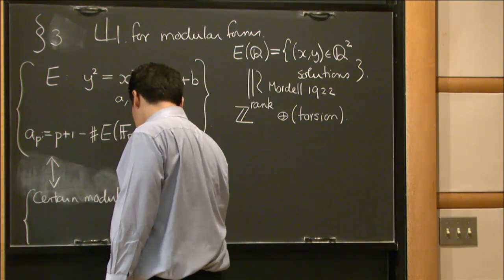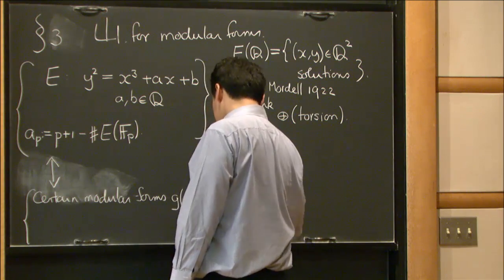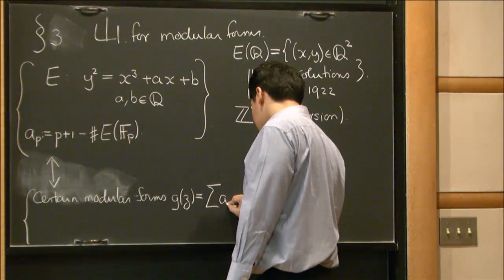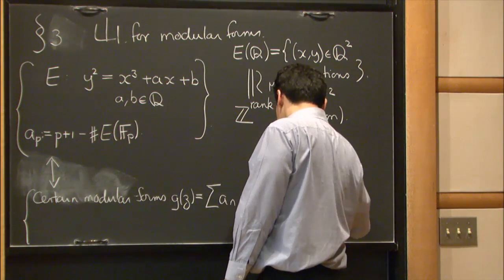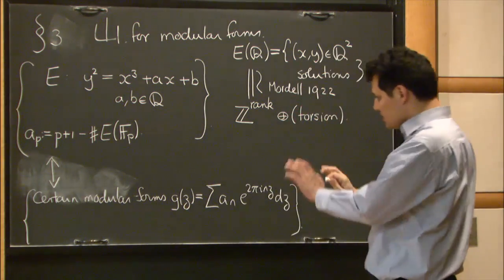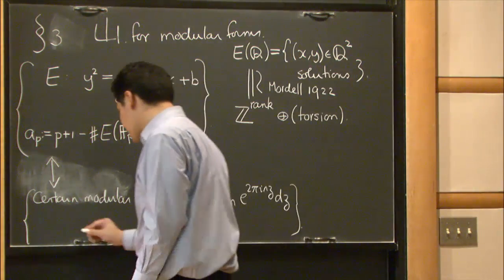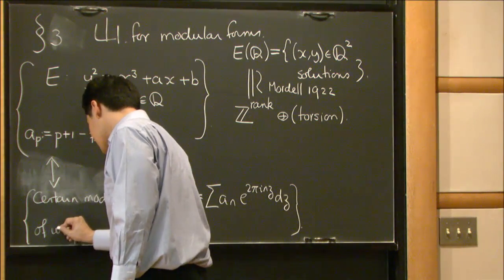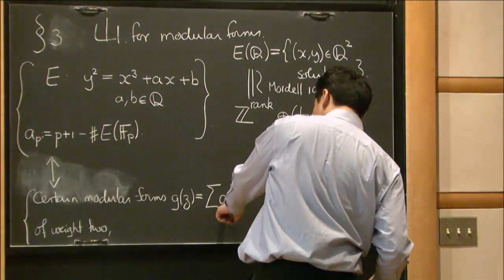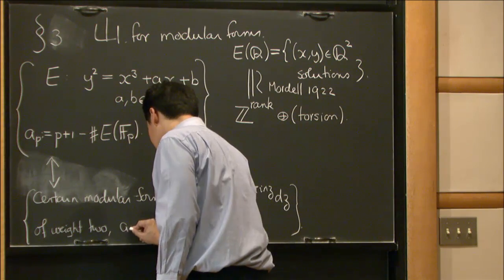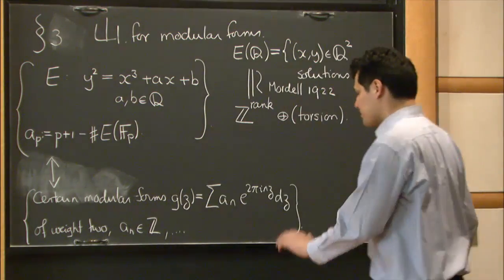Certain modular forms. So you can simply think of them as Fourier series, the sum of a sub n e to the 2 pi i n z dz. They don't come from all modular forms. They come from those modular forms which, first of all, are of weight 2. It's one technical condition. And also, so that these Fourier coefficients a n are in Z, there are some other conditions that it satisfies. It comes from a congruence subgroup.